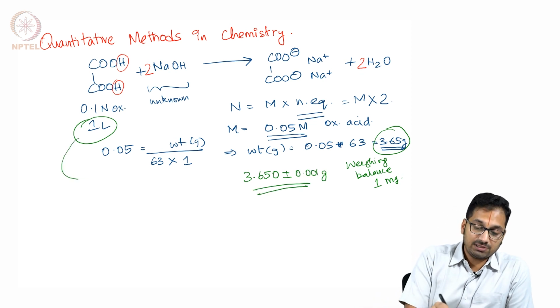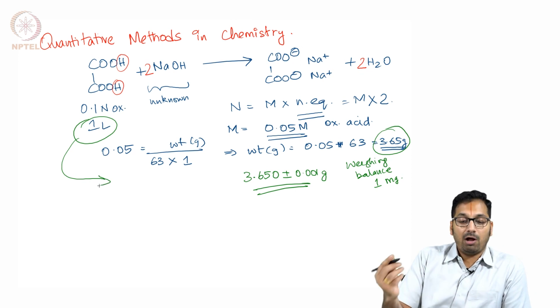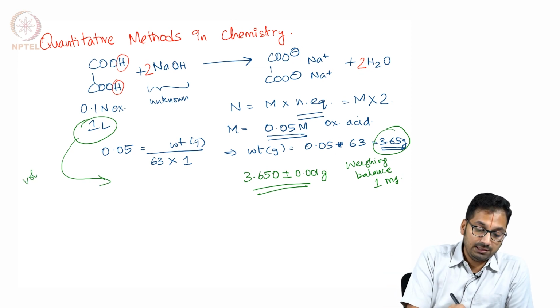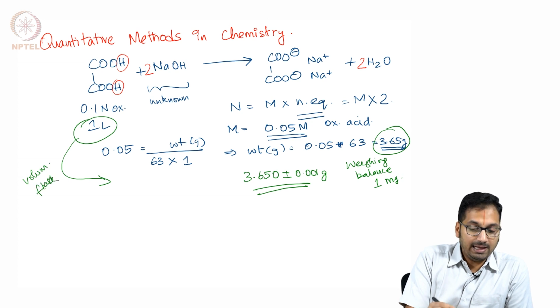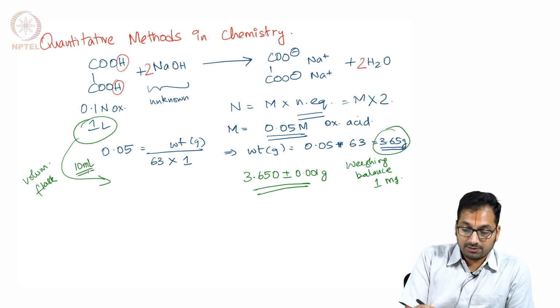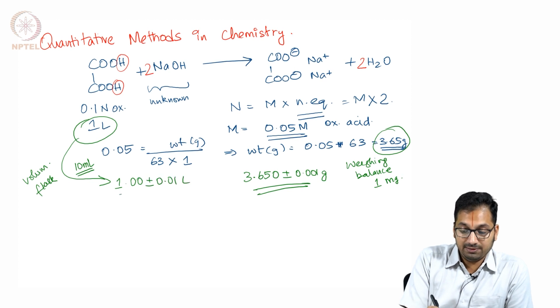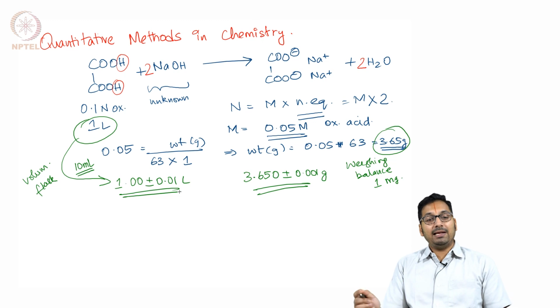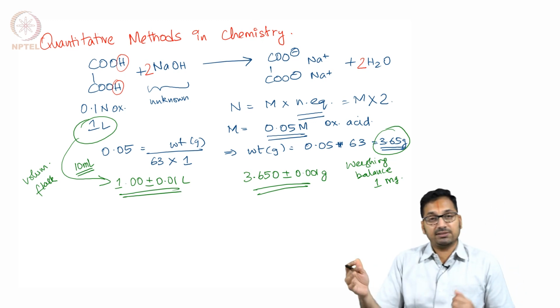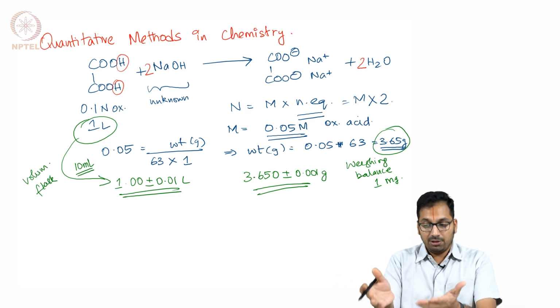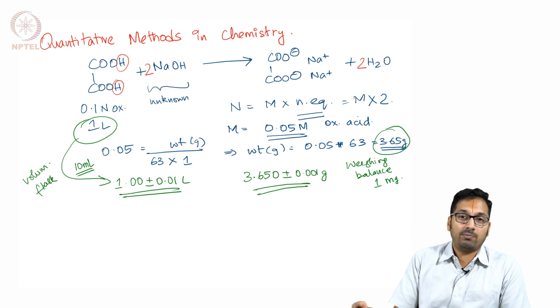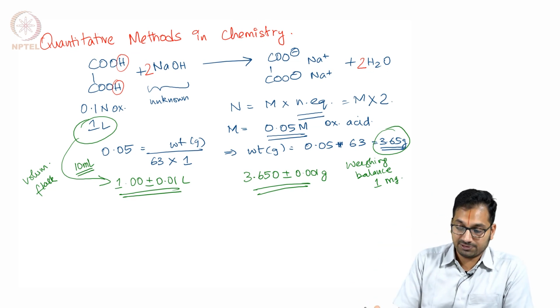And let's assume once again for the sake of argument, the volumetric flask that you will be using has something like a 10 ml error that could come up. So now when you have something like that, you are going to have 1.00 plus minus 0.01 liters. So now what you are able to realize is that you need to combine the 3.65 grams in 1 liter of solution to get the desired 0.1 normal oxalic acid for you to perform this titration.